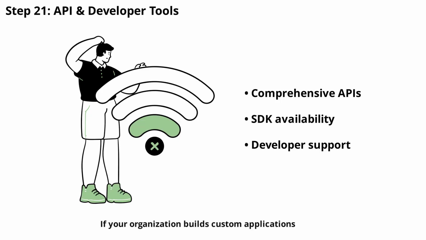If your organization builds custom applications, robust API and developer tools are a must. Evaluate the quality and documentation of the SSO provider's APIs. Check for SDKs, sample code, and developer support channels. Good developer tools make it easier to integrate SSO into your unique workflows and applications.